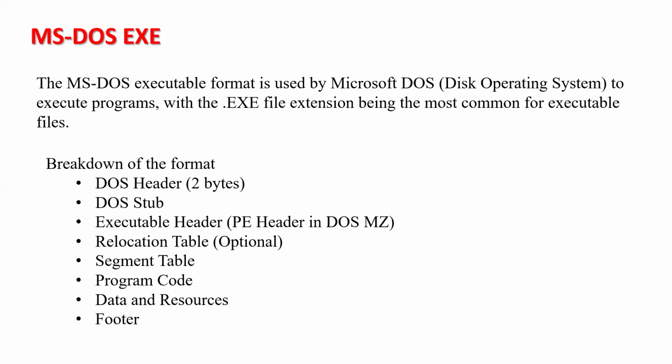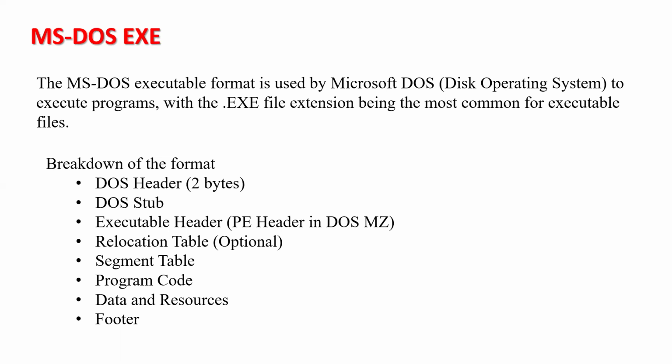Hello. In this session, we'll talk mainly about the MS-DOS EXE file format. This MS-DOS executable format is the format generally used by Microsoft Disk Operating System to execute programs. The most common executable file extension for MS-DOS is .exe.